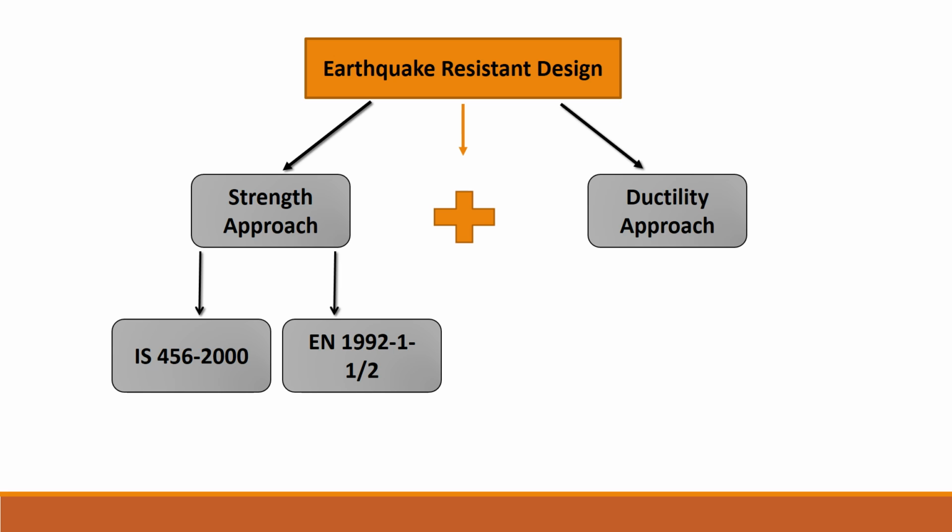Next comes the ductility approach. In the ductility approach, apart from the material strength, there is one more criteria, which is the energy absorption capacity of the structure that is also taken into account. The ductility approach is based on the material ductility. It's also based on the structural ductility or the member ductility.